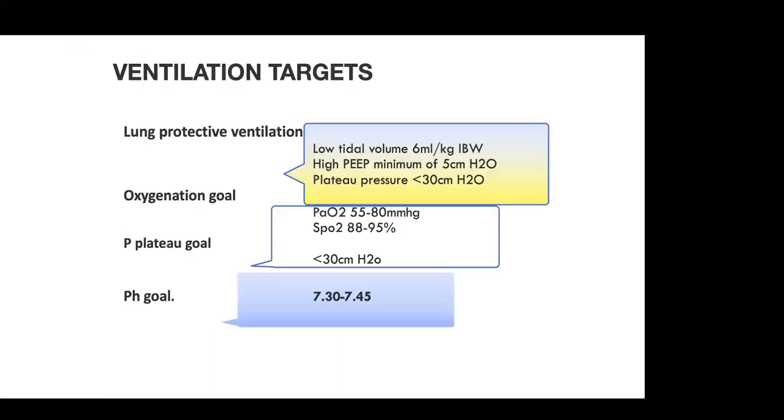So we have to minimize such ventilation-induced lung injury. When we are ventilating a patient, what are our targets? We keep a tidal volume target of around 6 ml per kg of ideal body weight. Remember, ideal body weight. Suppose the ideal body weight of a patient is around 60, we keep a tidal volume target of around 360. Got it? So we don't want to keep a tidal volume beyond 6 ml per kg.